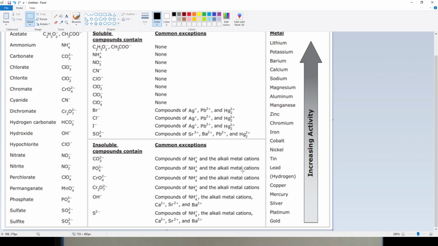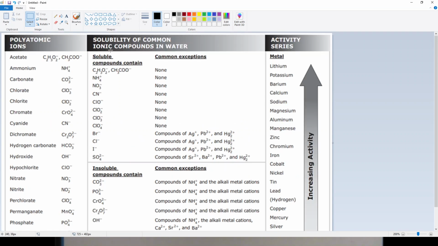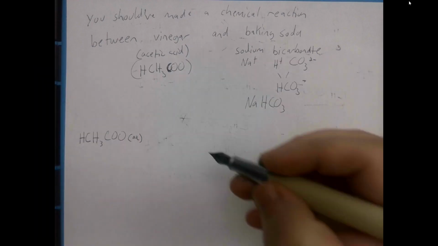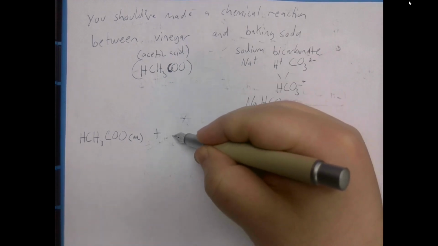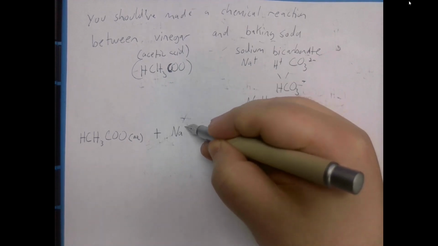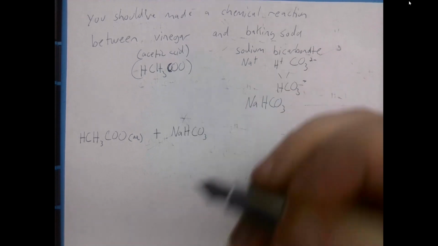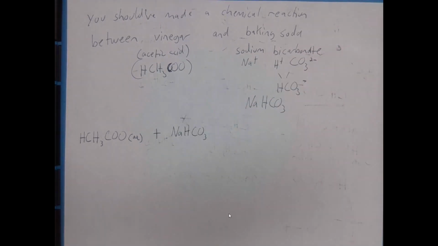Let's look at our rules to see if they match any rules to begin with. So, this is a list of soluble elements. There are no exceptions. Acetate, anything containing acetate is soluble in water. Alright. Then baking soda. Is that soluble in water?